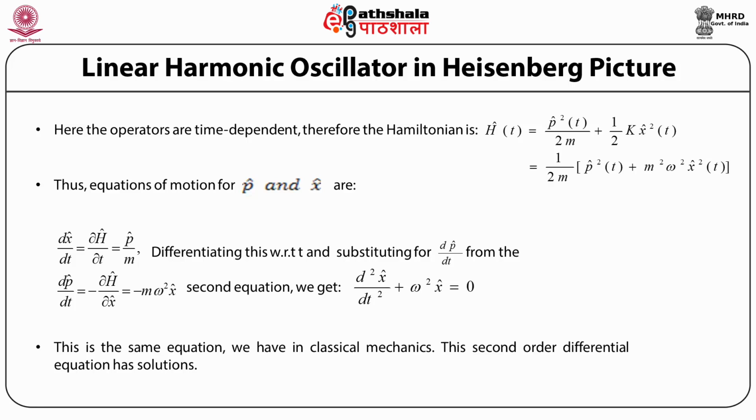Differentiating this equation with respect to time and substituting for the derivative of the momentum operator with respect to time from the equation for the momentum operator in the above equation, which defines the time derivative of the position operator, we get the double derivative with respect to time of the position operator plus the square of the angular frequency times the position operator x is equal to 0.